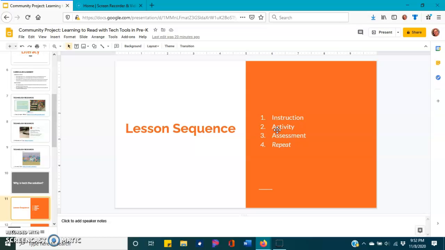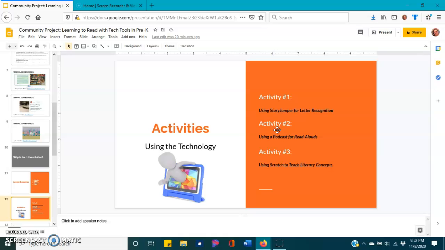So here are the activities. Activity number 1 is using StoryJumper for letter recognition. Number 2, using a podcast for read alouds. Number 3, using Scratch to teach literacy concepts. And you can see that I have a tablet because we will be doing all of this on the tablets.